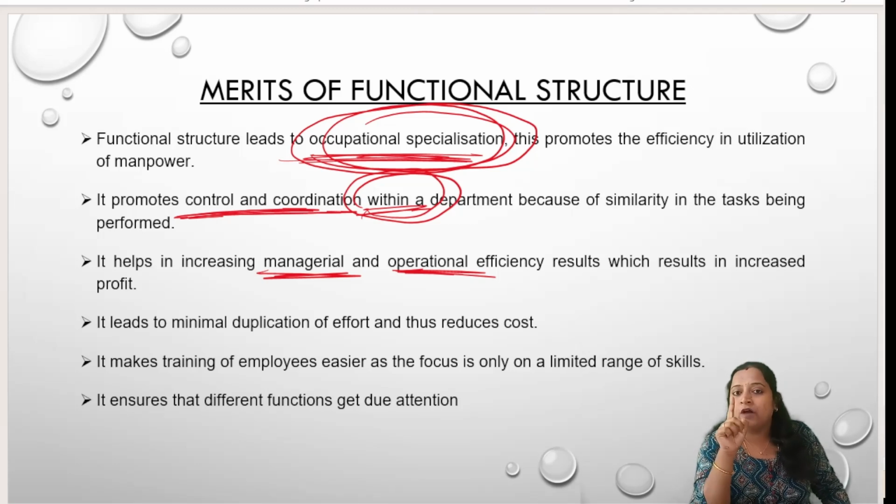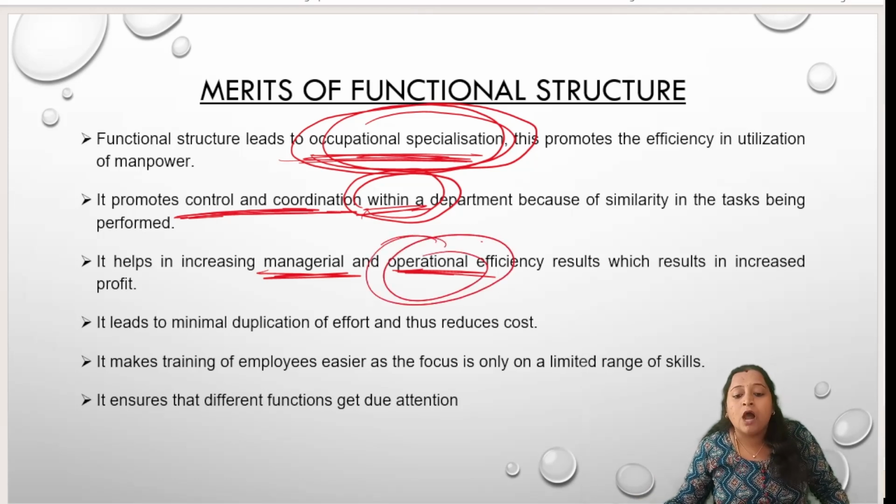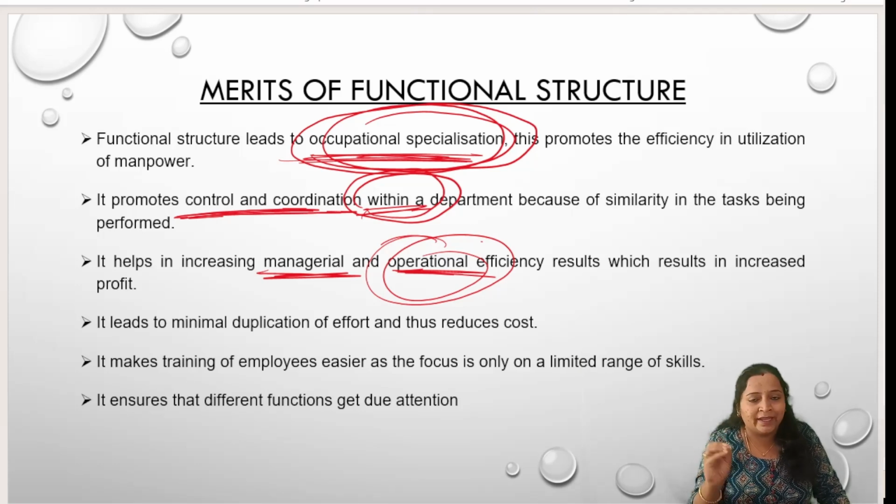So what they are telling is, functional structure increases the managerial efficiency, how effectively they are managing the activities in the organization. That will be increased because the same work he is going to do again and again. Not only managerial efficiency, keep it in your mind, operational efficiency also. Operational efficiency is nothing but how effectively they do the operational activities, how effectively they are performing the activities in their organization. That will also increase because the same work is going to be performed again and again.